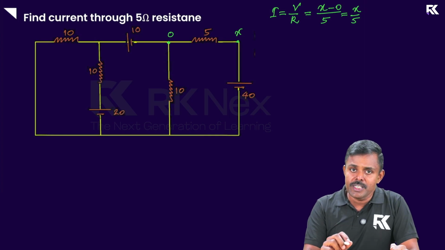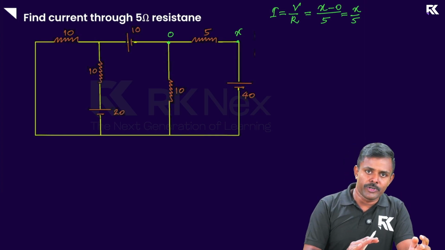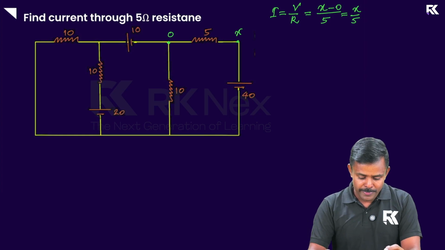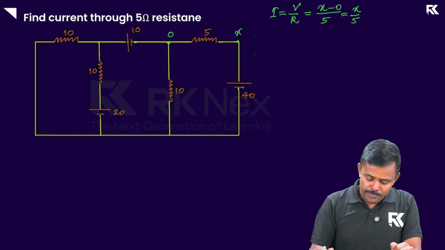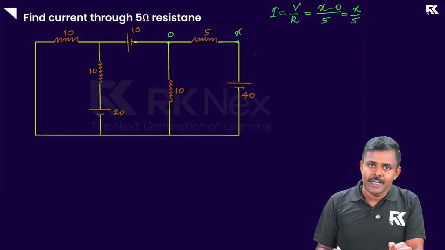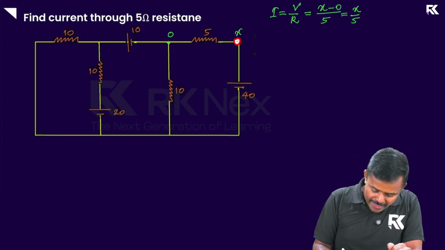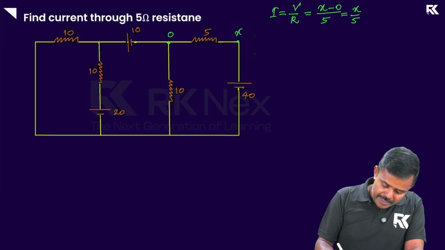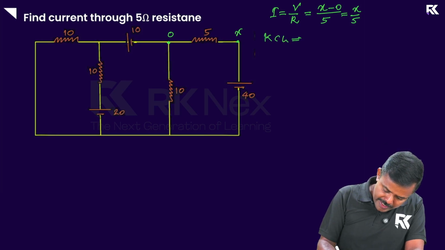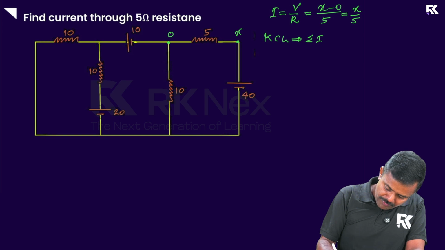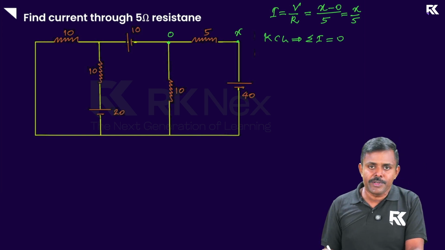For that, I'm using Kirchhoff's current law. I'll tell you about it later in another session. According to Kirchhoff's current law, the algebraic sum of currents reaching any junction is equal to 0. So at this junction, I'm going to apply KCL. KCL says the algebraic sum of currents reaching any junction is equal to 0.